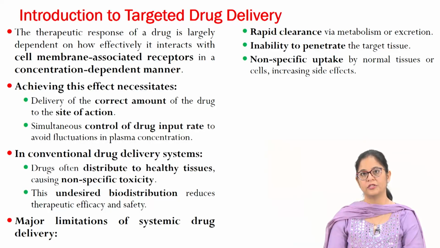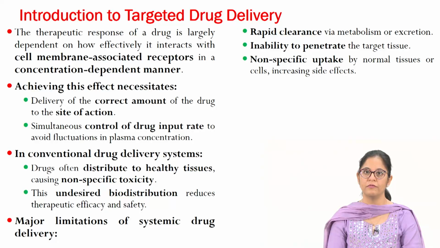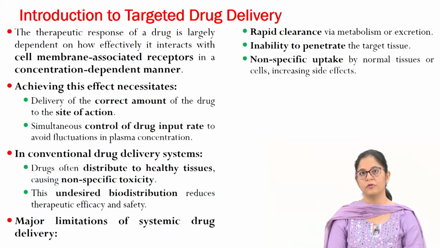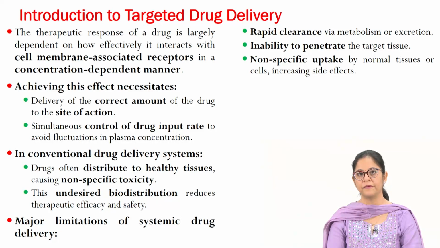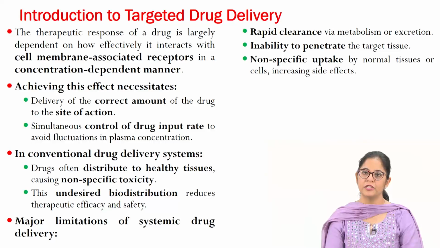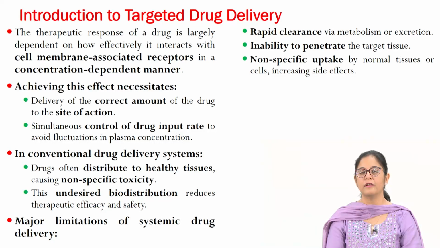So in order to achieve this, it is required that the delivery of the correct amount of drug to the site of action, also the control of drug input rate must be ensured to avoid fluctuations in the plasma membrane. In the conventional drug delivery systems, drugs distribute to healthy tissues causing non-specific toxicity. This undesired biodistribution reduces the therapeutic efficacy and safety. So the major limitations of systemic drug delivery systems are the rapid clearance via metabolism or excretion, inability to penetrate the target tissue, and non-specific tissue uptake which increases the side effects.